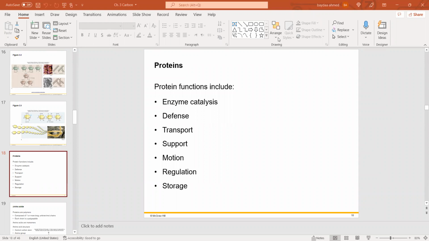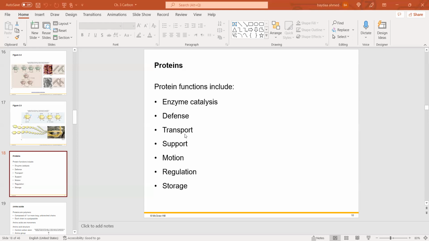Proteins are the most diverse group of biological macromolecules, both chemically and functionally. We can group these functions into the following 7 categories. Enzyme catalysis: enzymes are biological catalysts that facilitate specific chemical reactions. They speed up the chemical reaction. In defense, proteins recognize foreign microbes and cancer cells. White blood cells destroy foreign cells by making antibodies, proteins that attach to invading cells.